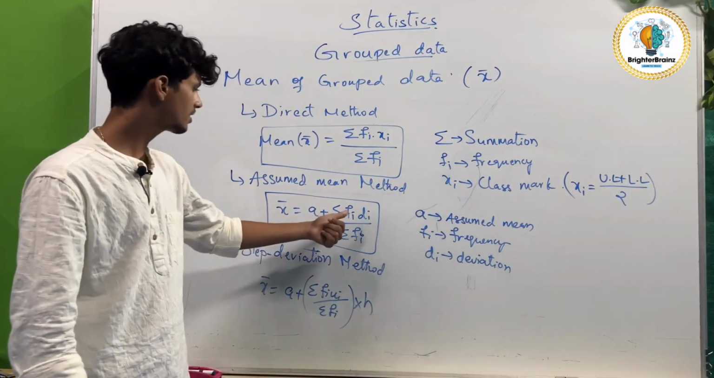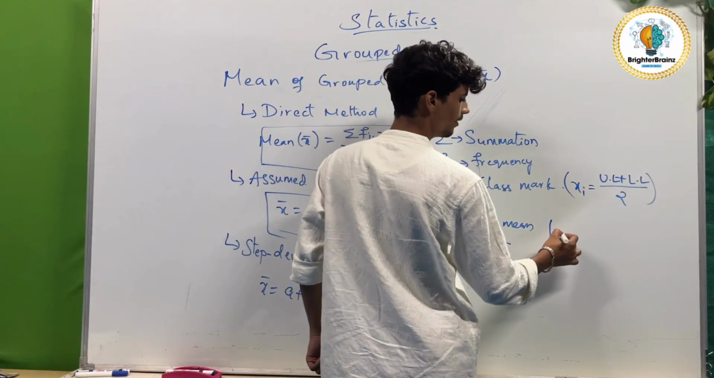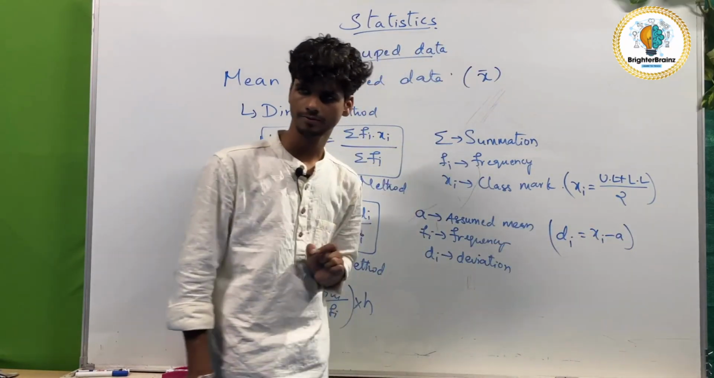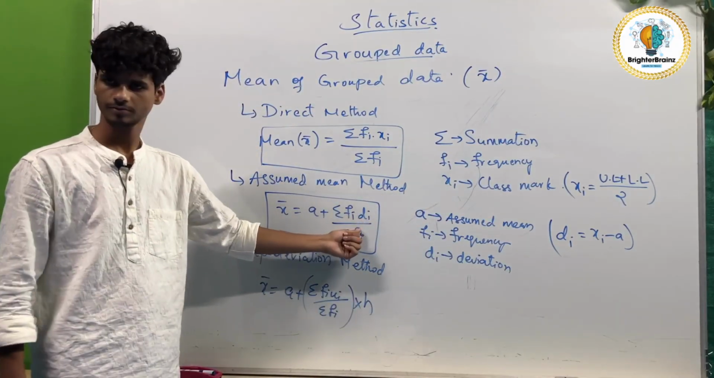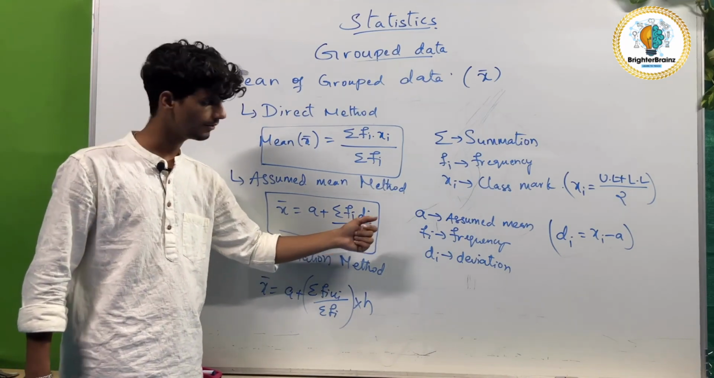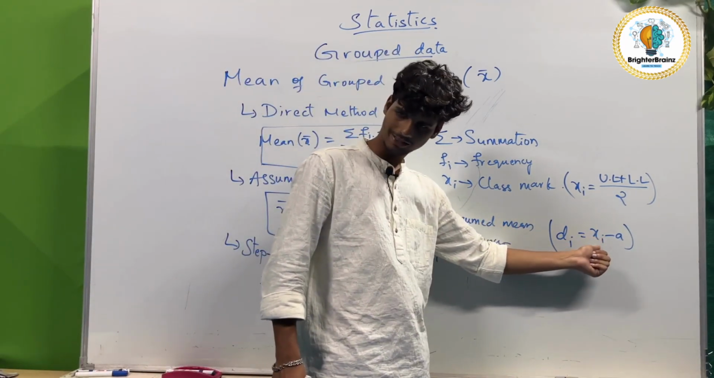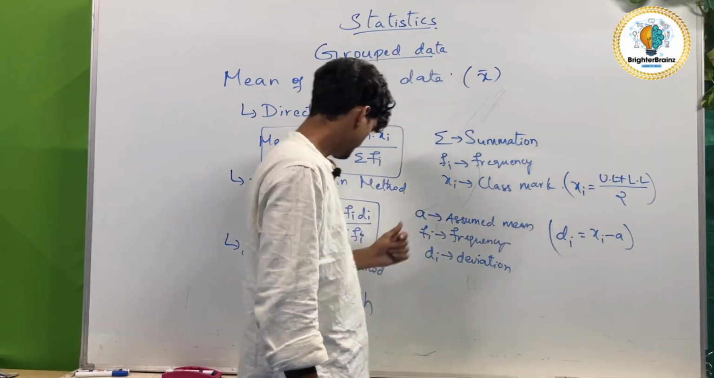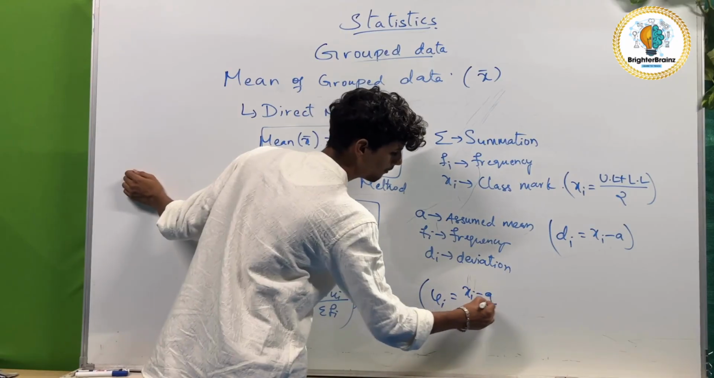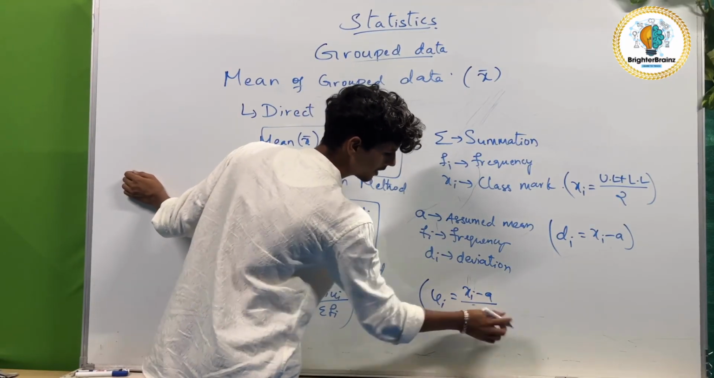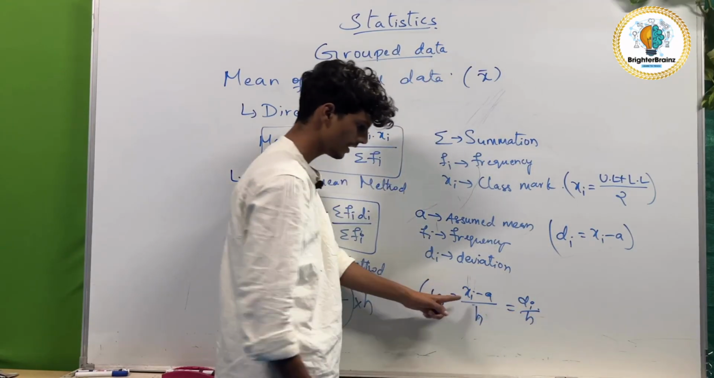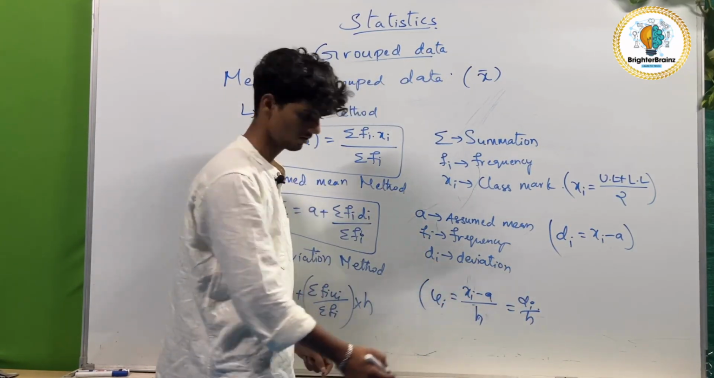And here what is di? Di is equal to xi minus a, that is class mark minus assumed mean. You will make a separate column for calculating di. So di is class mark minus assumed mean, and ui is xi minus a by h, which can be written as di by h.